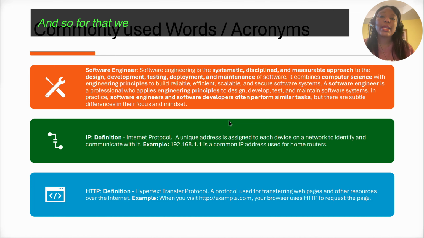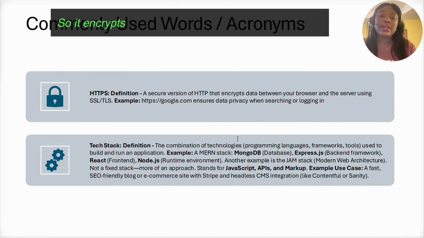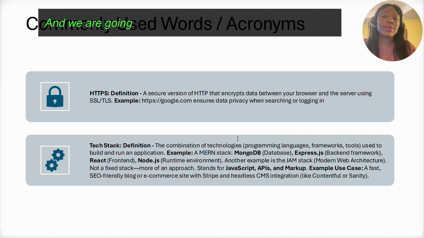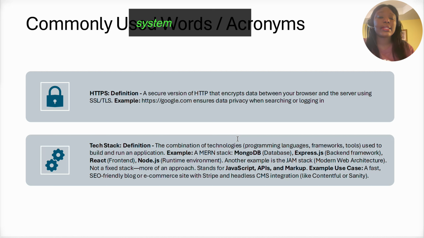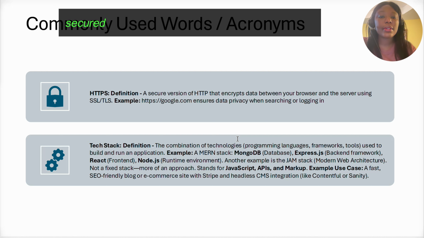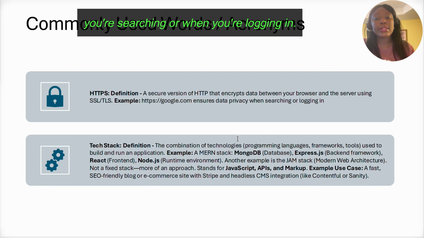And so for that, we have something called HTTPS, which adds a layer of encryption to the HTTP. So it encrypts the data between your browser and the server you're trying to reach using SSL or TLS. And we're going to look in detail at what SSL security is in another course when we do domain name system and the likes. So when you have HTTPS, it means that your connection is secured, and it ensures that there's privacy when you're searching or when you're logging in.